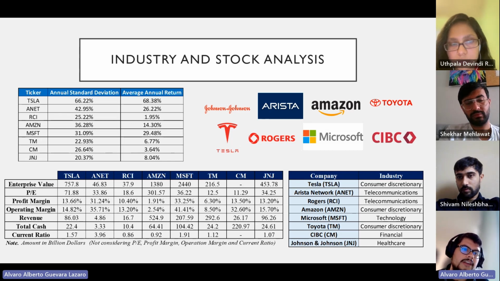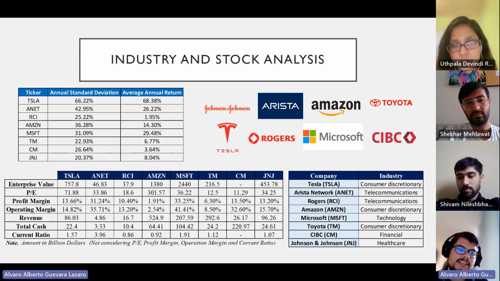which is common in this case. Then we have Arista Networks. Also, we have high volatility, but a low average annual return. Then Rogers, with a volatility of 25% and a very low annual return. And then we have Amazon with a volatility of 36% and an annual return of 14%.